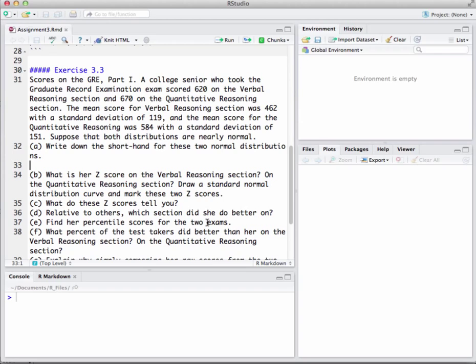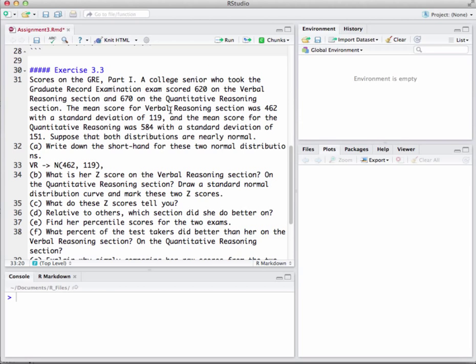All right, anyway, what they want us to do, the first one, is use our shorthand notation for normal distributions for these two. So let's put VR for verbal, with an arrow. So the verbal reasoning normal distribution, that was the first one they gave us here. Let's take a look at the mean score for verbal reasoning. It's going to be N of 462 for our mean, and a standard deviation of 119. Okay, so I'll put a comma here.